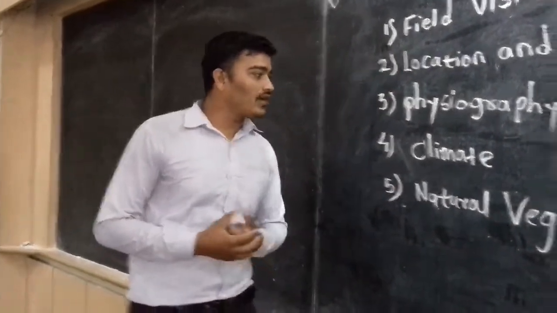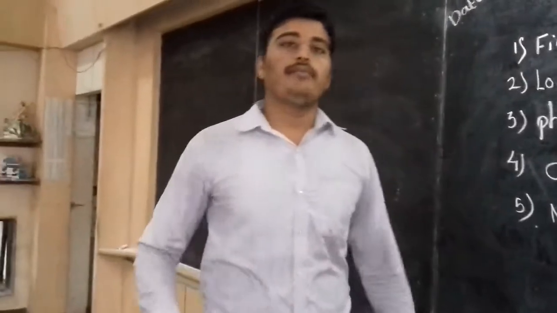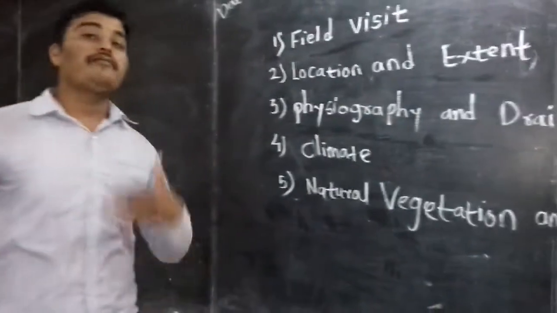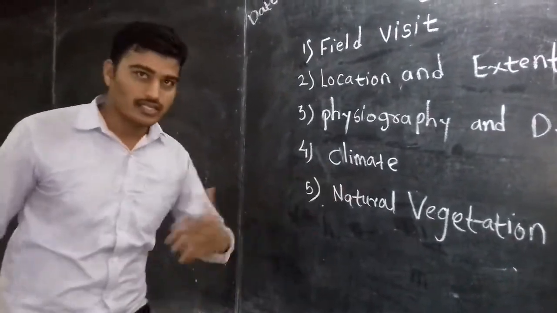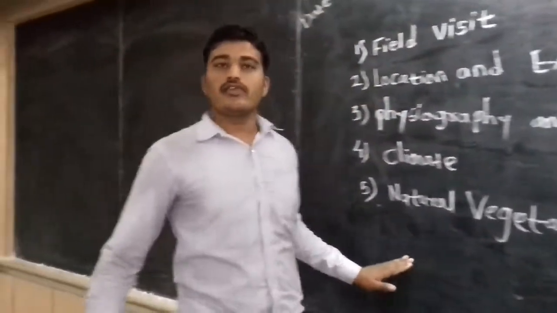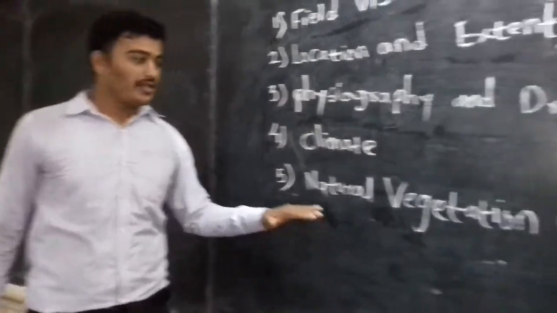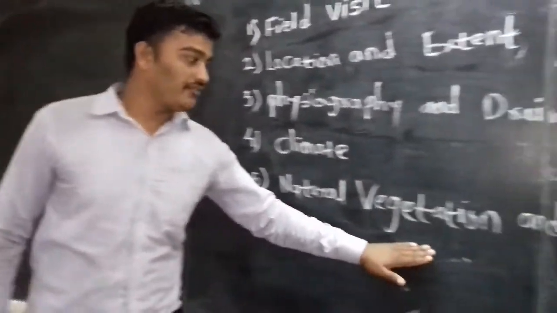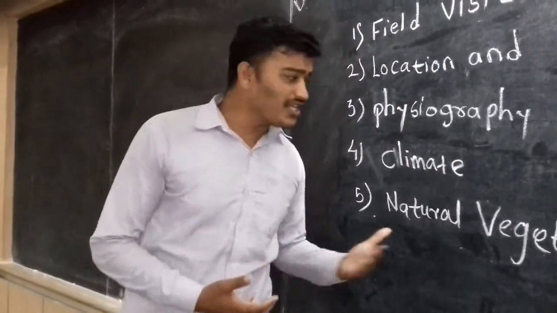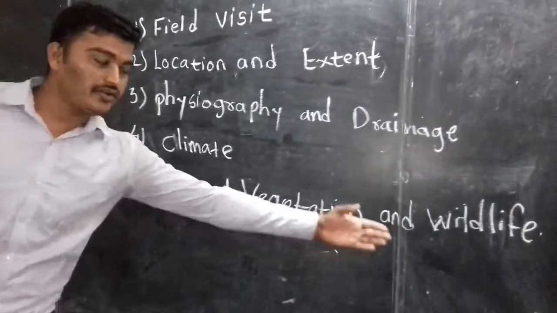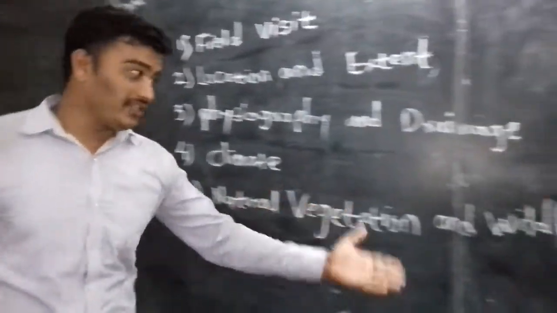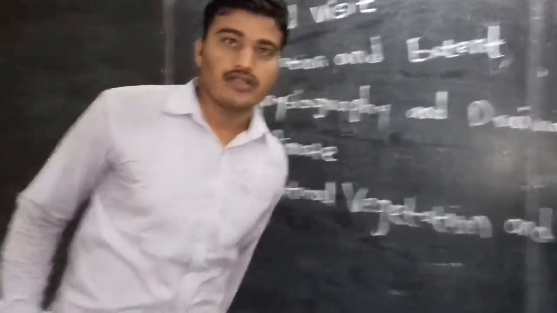And the fourth one is climate. We are going to compare the climate, how we have 3 seasons in India, and what type of climate or seasons there are in Brazil. Next one is natural vegetation and wildlife. In this section also we are going to compare India with Brazil. In natural vegetation we are going to see the trees, plants and other things. And about wildlife, what kind of animals and living things there are, we are going to see in wildlife.